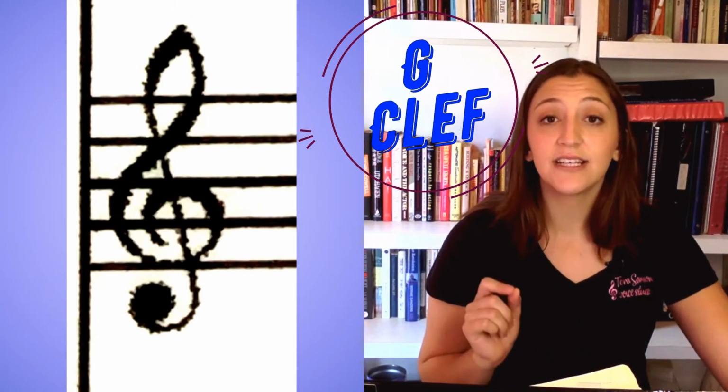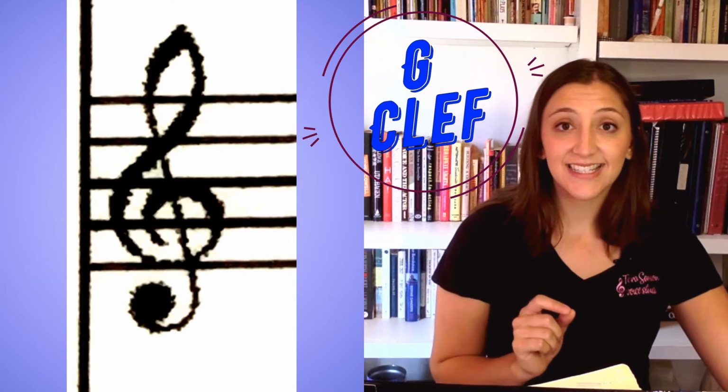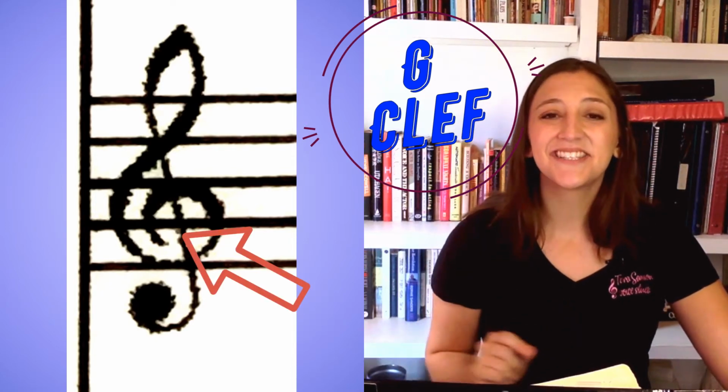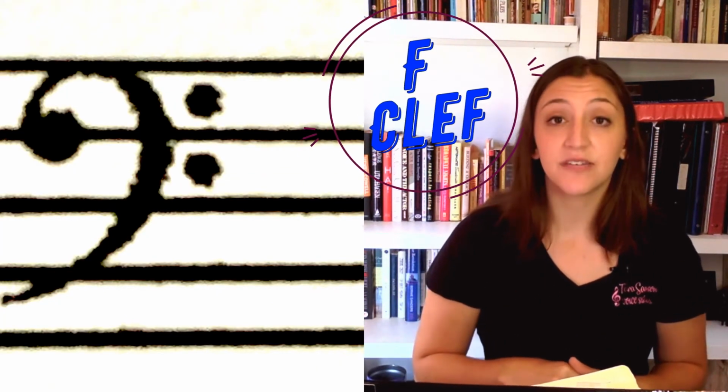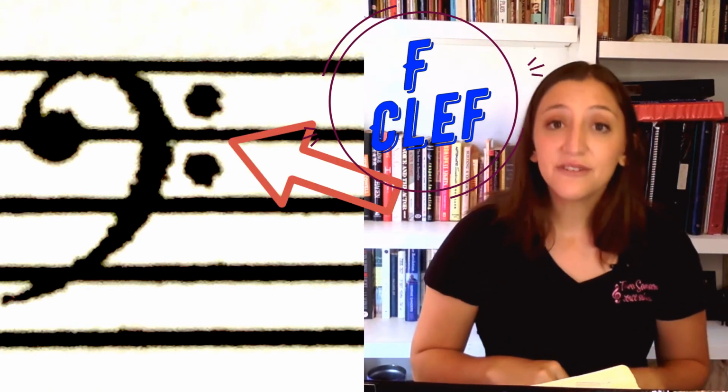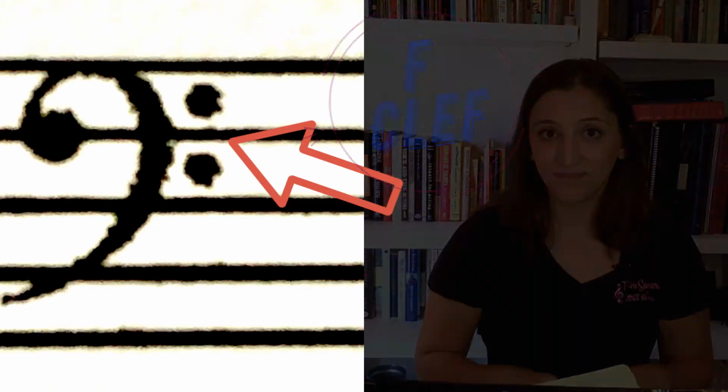One final thing to note about the treble and bass clef, my friends, is they have two names. Your treble clef is also known as the G clef, G as in good, because that internal squiggle is circling the line G. Your bass clef is also known as the F clef, F as in Frank, because those two dots that you're seeing are on either side of the line F.